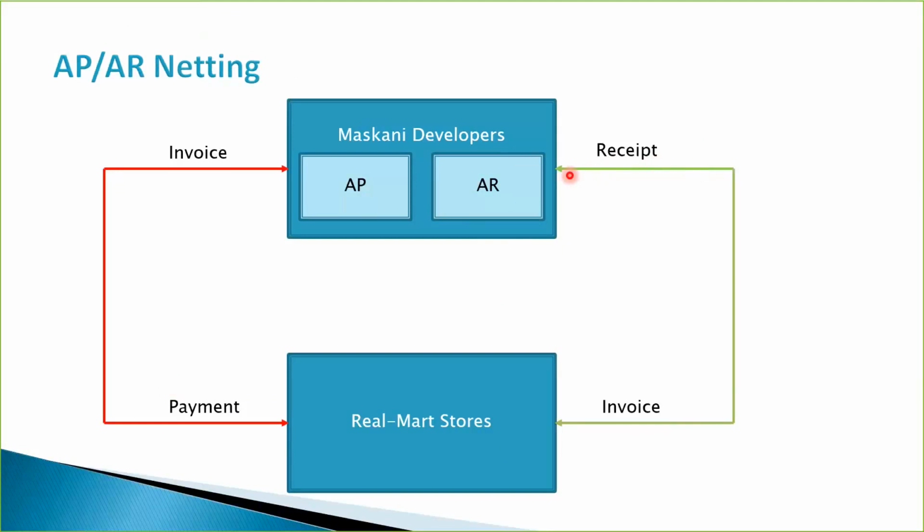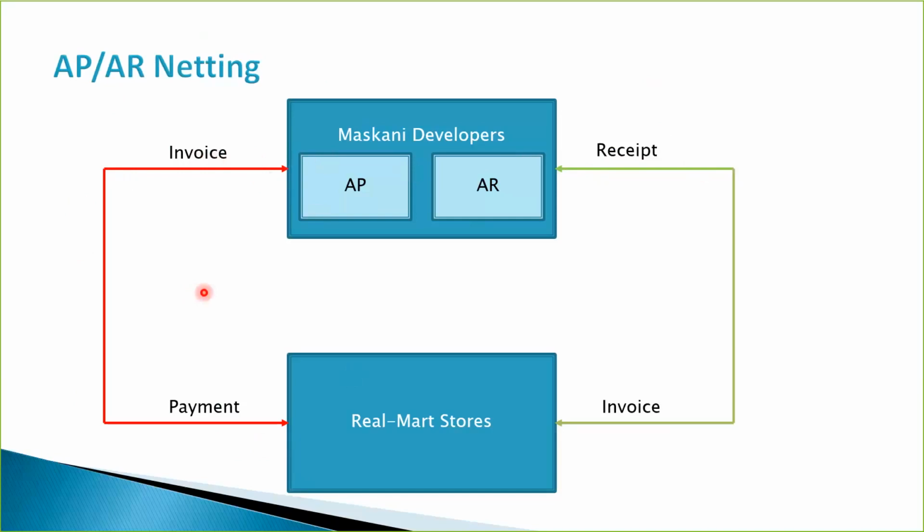On the AP side, this is when Realmat has sold goods or services to Mascani. So they will send us an invoice, right? And once we enter that invoice, we'll make a payment to them. Okay, so we are familiar with this cycle.